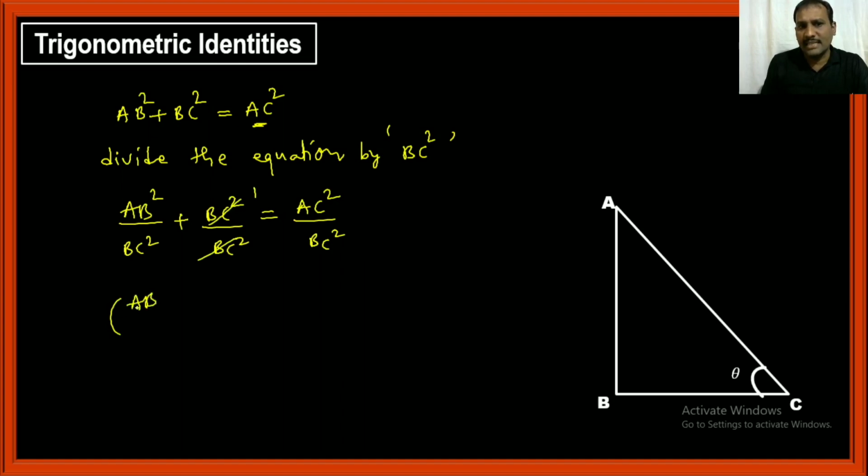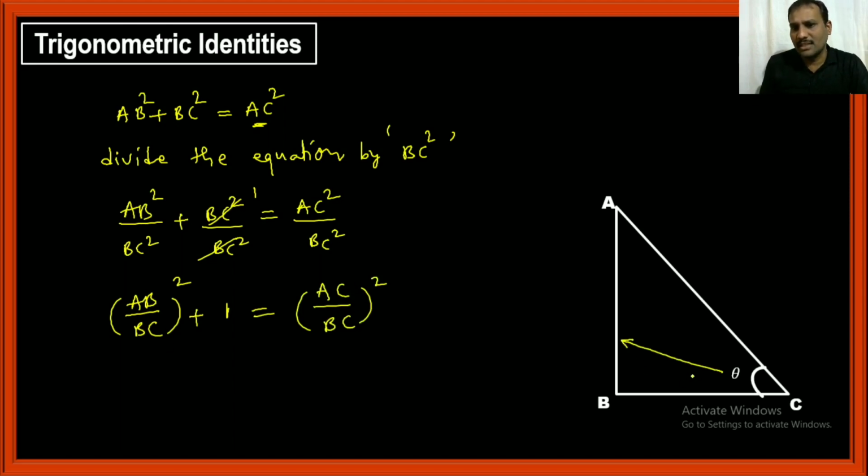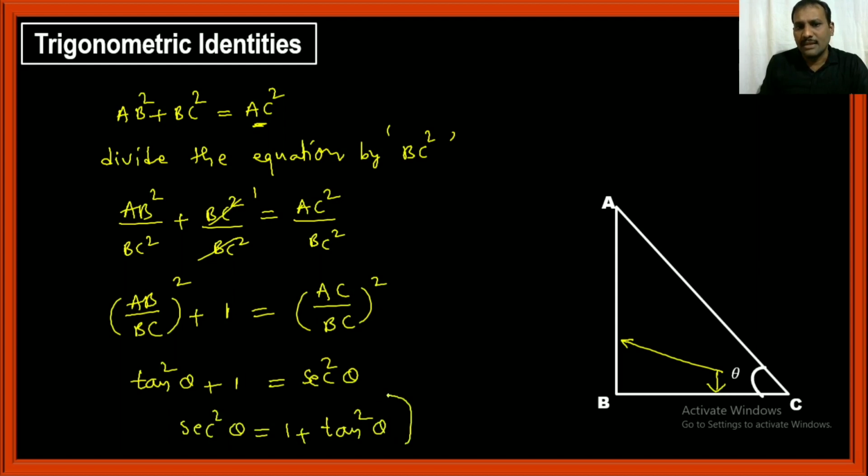And you can write this as AB by BC whole square plus 1 is equal to AC by BC whole square. What is AB by BC? So this is AB opposite and BC adjacent. Opposite by adjacent, that is tan square theta. So tan square theta plus 1 is equal to AC by BC, hypotenuse by adjacent, that is secant square theta. So secant square theta is equal to 1 plus tan square theta. This is our trigonometric identity 2.